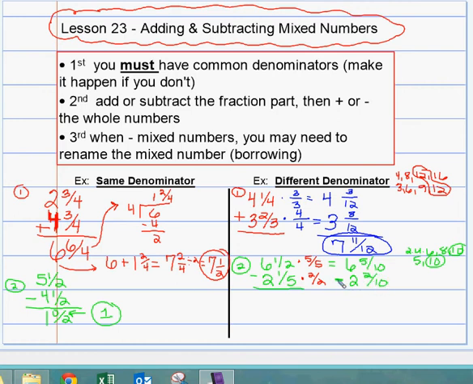And remember that this is subtraction. Subtract the fractional components. 5 minus 2 is 3. Denominator stays the same. 6 minus 2 is 4. So I have 4 and 3/10. 3 and 10 have no factors in common other than 1, so I know that I'm good.